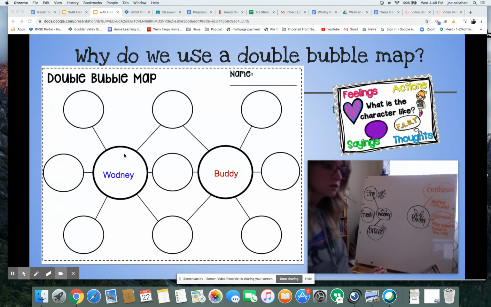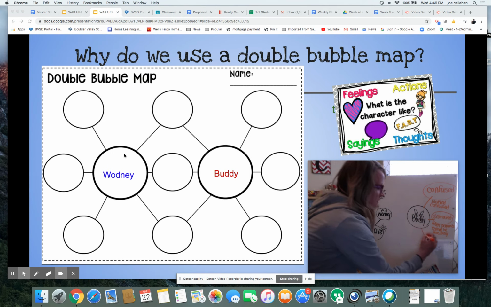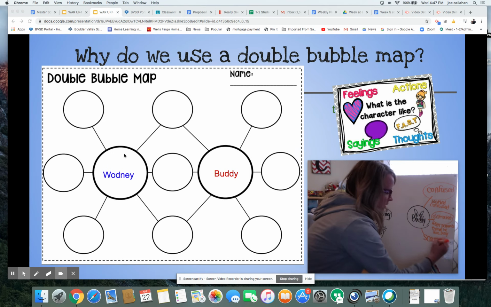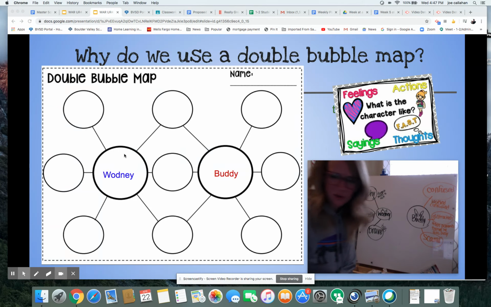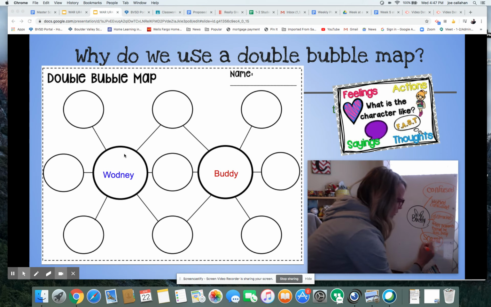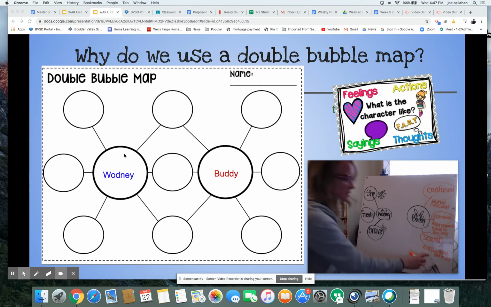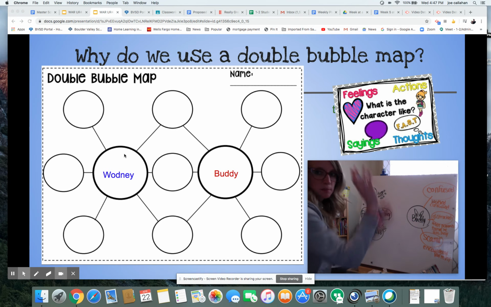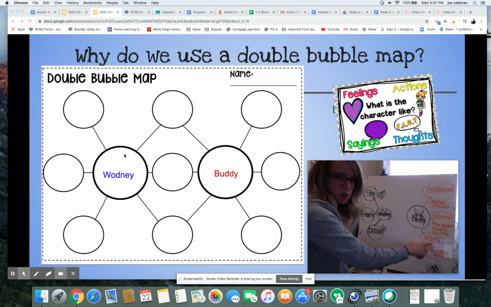Okay, readers, I also noticed that Buddy got really scared when he encountered the varmint. It was a varmint, right? The bad guy? Yeah. So he was scared when he encountered. Remember, my text clues go on the outside. This supports the character trait I'm using to describe the character.